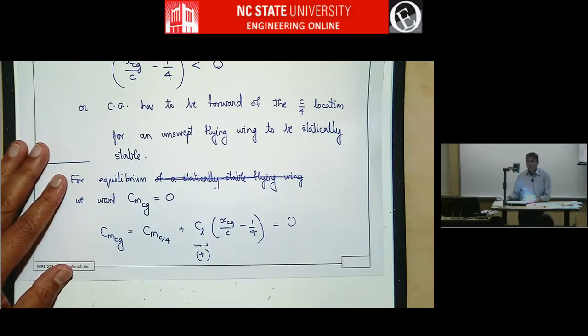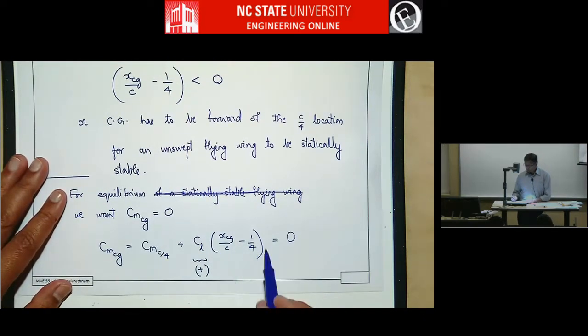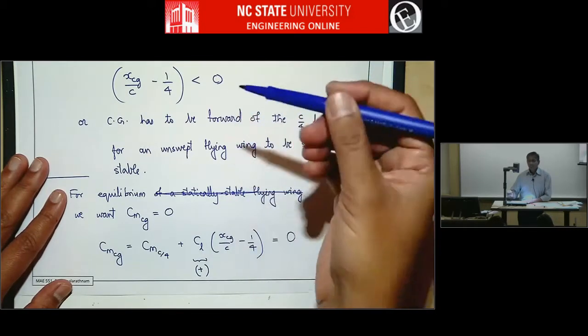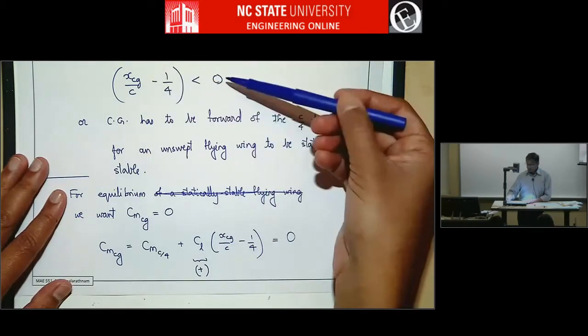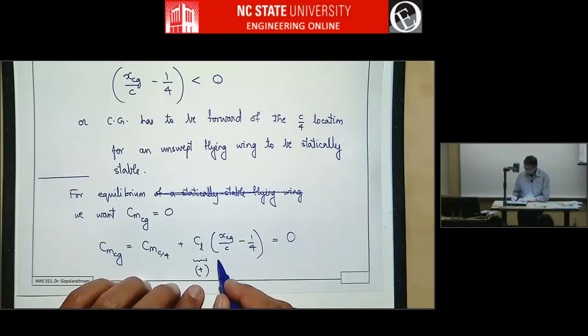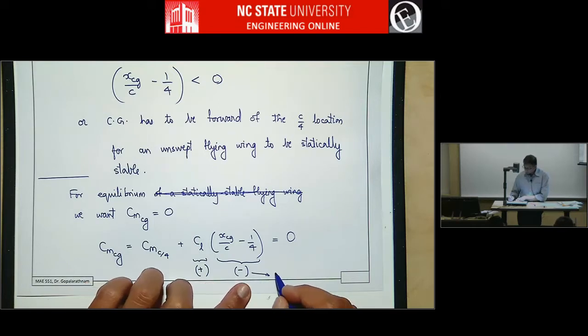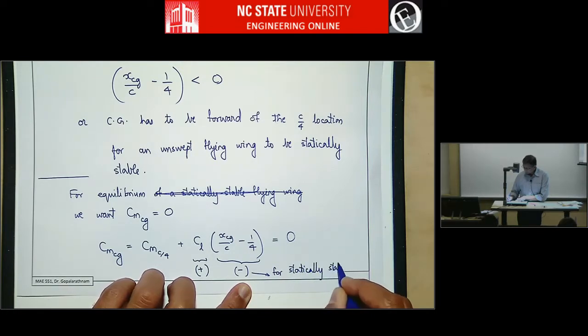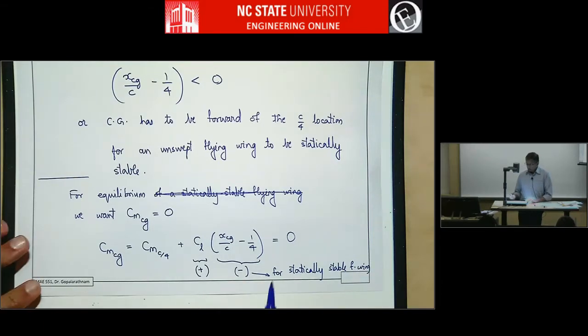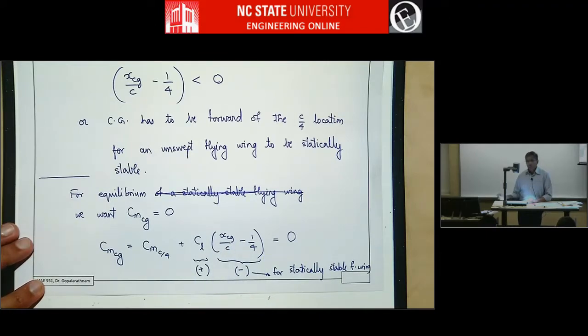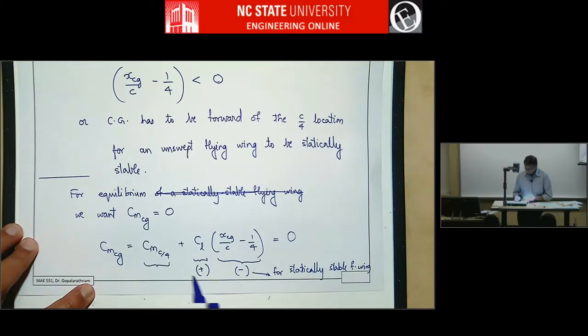What can you say about this term? This is negative. For static stability, we just showed a minute back that this is negative. And this is for a statically stable flying wing. But we want the total to be 0. So this product is turning out to be negative. So what can you say about this? Has to be positive.